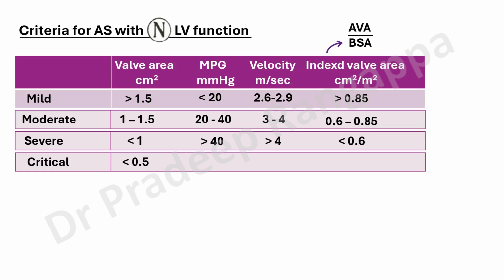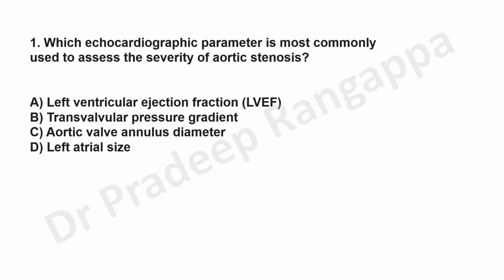I'll ask all my trainees who are sitting here after this talk whether we have good clarity on aortic stenosis. So maybe my first question will go to my colleague, Dr. Benjamin, who is sitting here. Which echocardiographic parameter is most commonly used to assess the severity of aortic stenosis? Is it LV ejection fraction, transvalvular pressure gradient, aortic valve annulus diameter, or left atrial size?